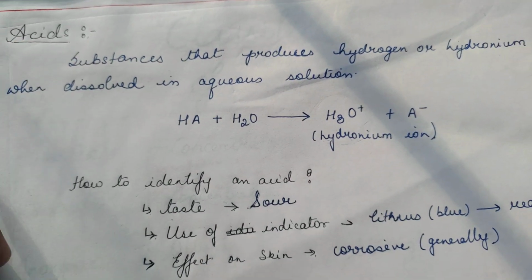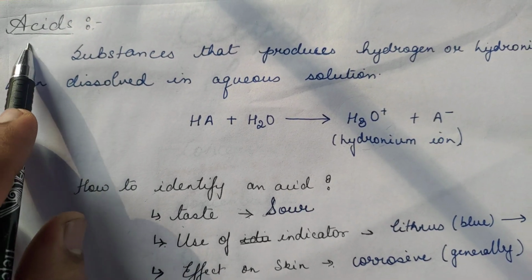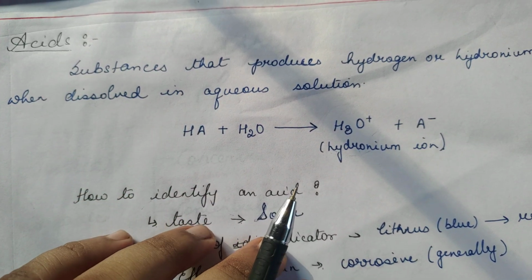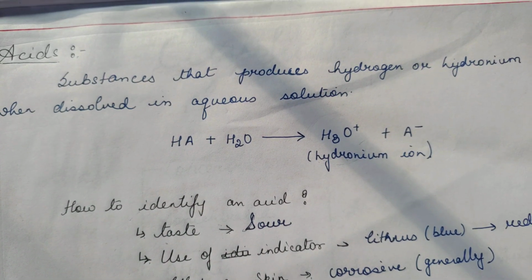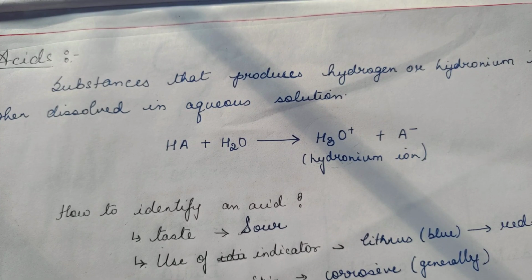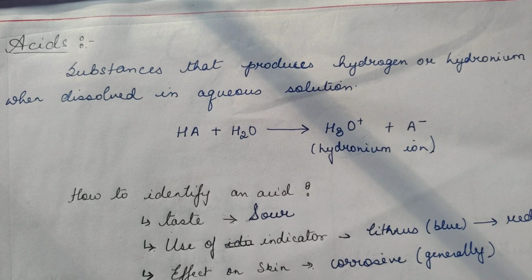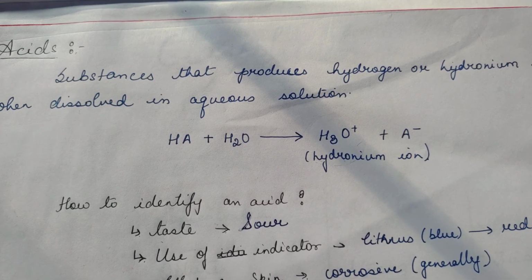And presently in this video, I shall be focusing on acids alone. Acids are substances which, when dissolved in an aqueous solution, will produce hydronium ion or hydrogen ion. Hydrogen ion basically is H plus ion, and hydronium ion is referred to as H3O plus ion.